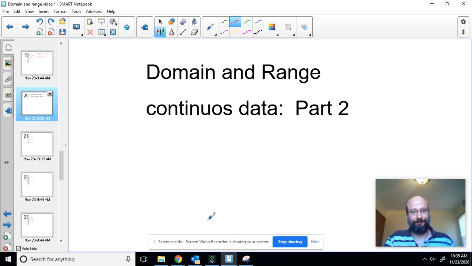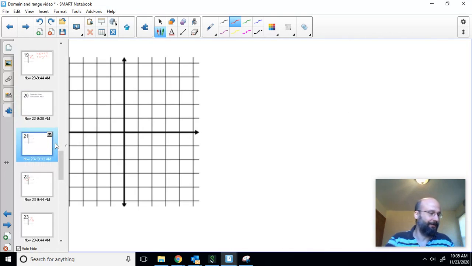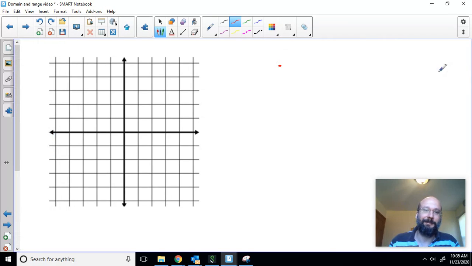Hi, we're back again for domain and range of continuous data, part 2. There's going to be a third part as well, but in part 2, we're going to talk about what your domain and range is going to look like if it's a continuous line that has two arrows.